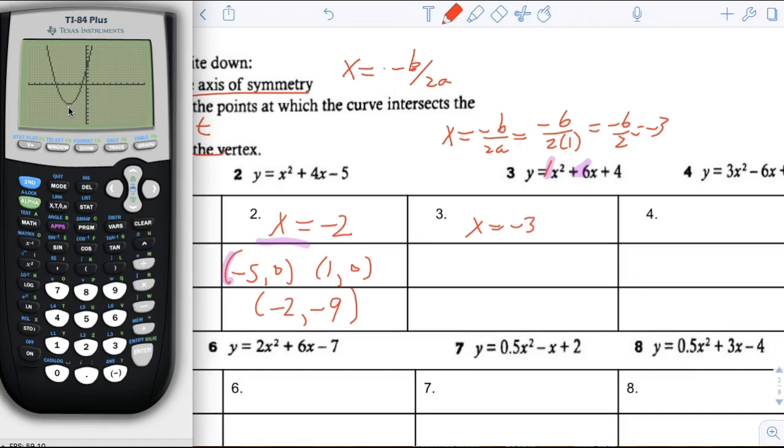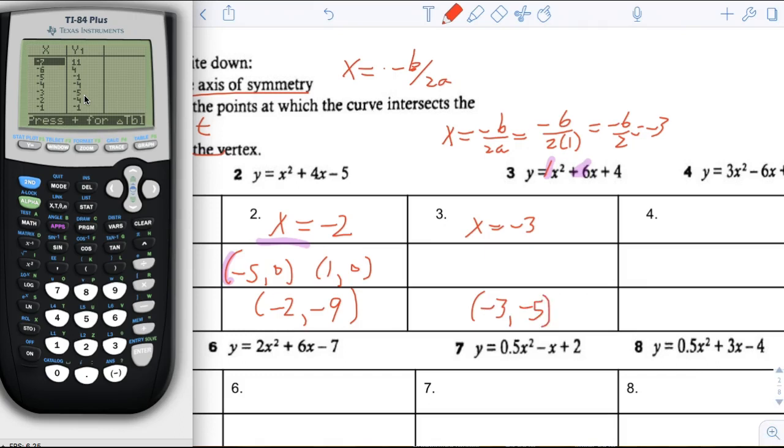Okay, and if I wanted to find the y value that corresponds to x equals -3, I could find that by putting the equation into the calculator and going into the table. I can see that x equals -3 corresponds to y equals -5, right? So -3, -5 is the vertex.